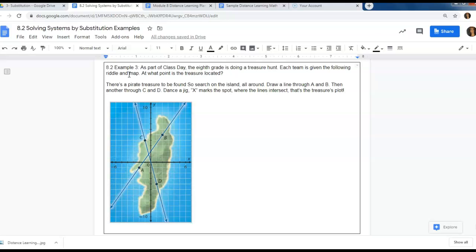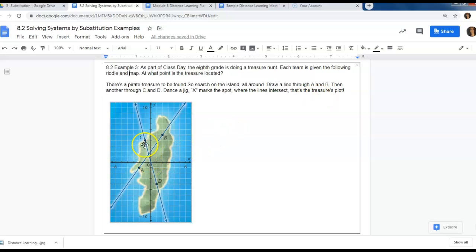The riddle that they're given is, there's a pirate treasure to be found, so search on the island all around. Draw a line through A and B. Well, they already did it for you. There's a line through A and B. Then another through C and D. There's C and D. Dance a jig. X marks the spot where the lines intersect. That's where the treasure plot is.